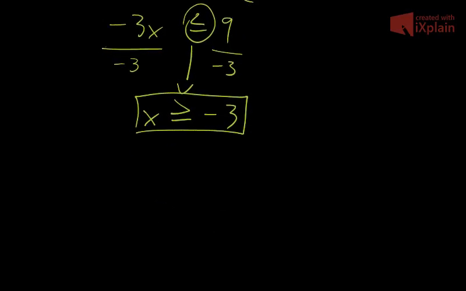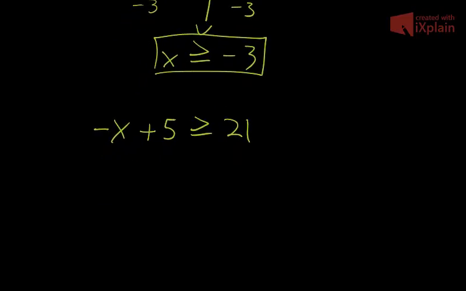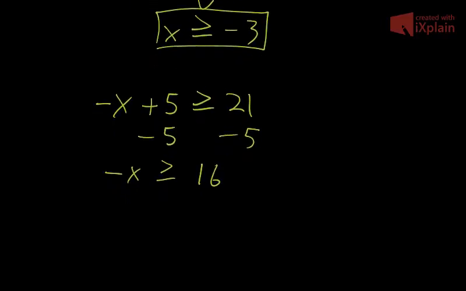I'll do one more like this. If I have negative x plus 5 is greater than or equal to 21, what I'm going to have to do first is get rid of this number here. I'm going to do that just by subtracting. This was being added, and the opposite of addition is subtraction, so that's how I'm going to get rid of it. I have negative x is greater than or equal to 16, since 21 minus 5 is 16.